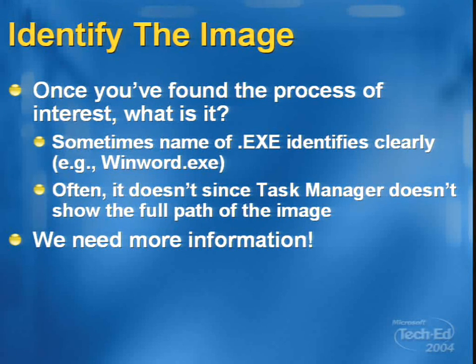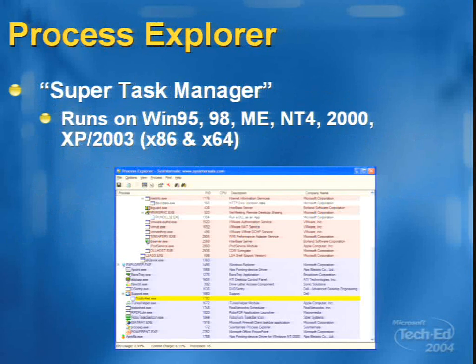Or what if some other process shows up with a bizarre image name that I don't have any clue what it's all about? Well, Task Manager doesn't really show me anything else about that image to help me identify it. So how do we figure out what that image is that's consuming our CPU time? What we need is a more powerful tool. What we need is Super Task Manager, Process Explorer.